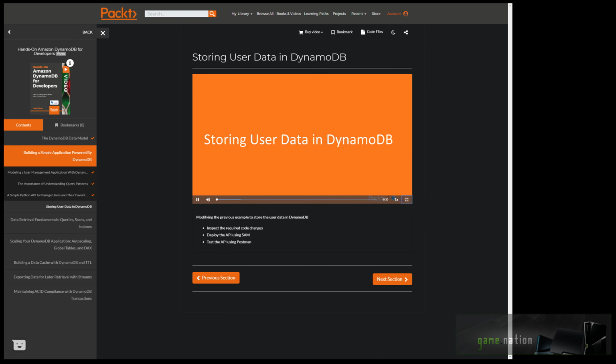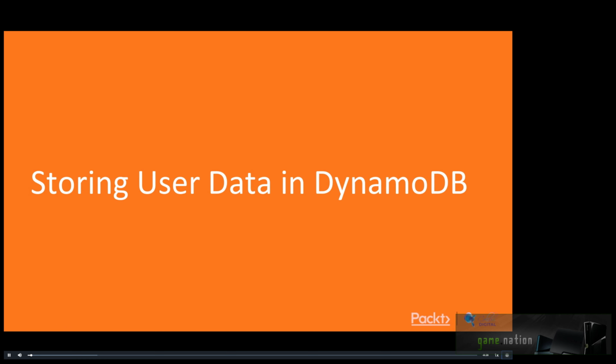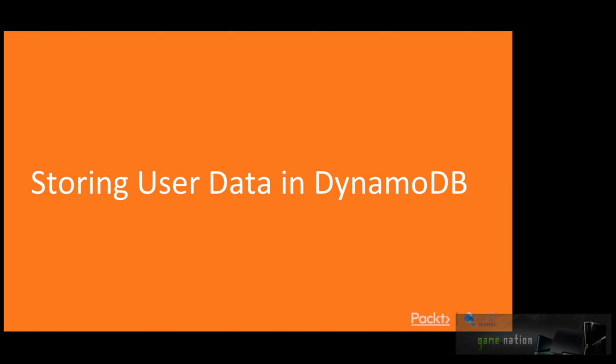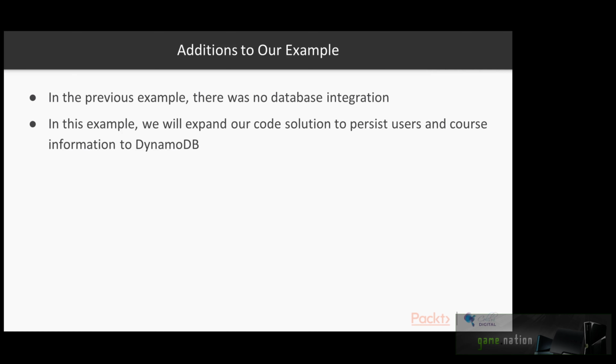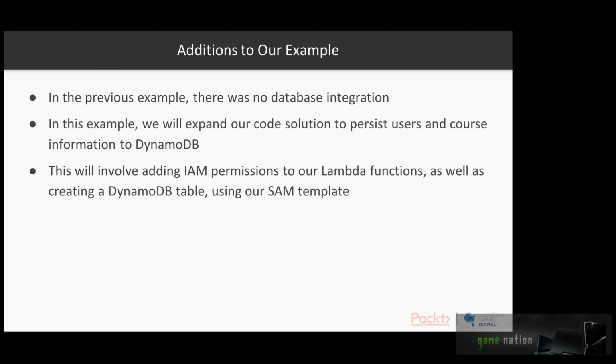Welcome back and welcome to video 4, storing user data in DynamoDB. In the previous example, there was no database integration. In this example, we're going to expand our code solution to persist users and course information to DynamoDB. This will obviously involve adding IAM permissions to our Lambda functions, as well as creating a DynamoDB table using our SAM template. So let's go and take a look at the code.